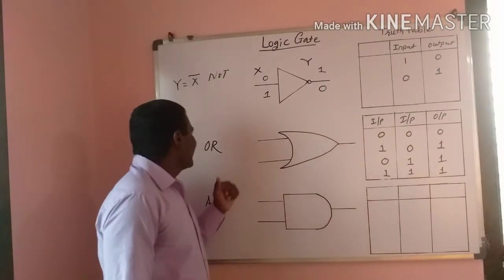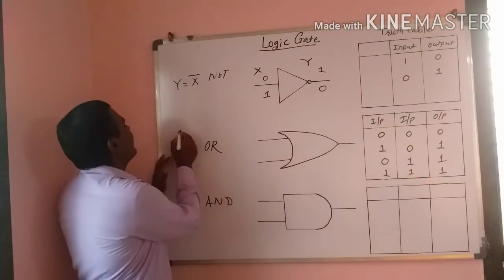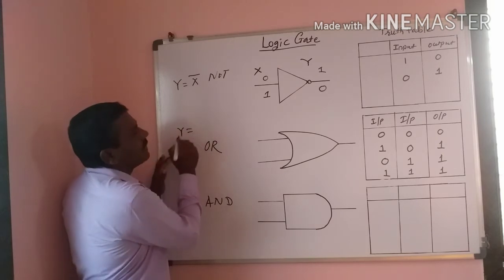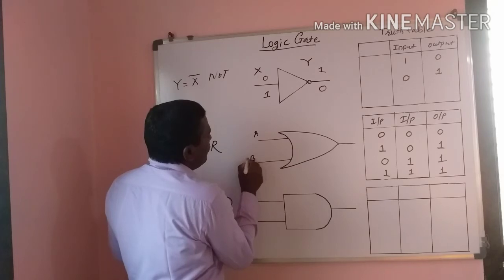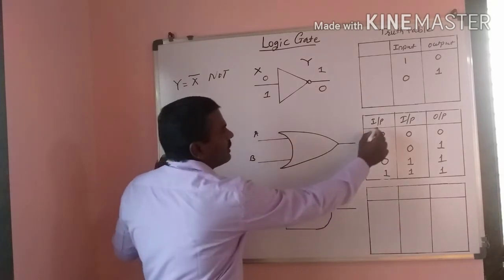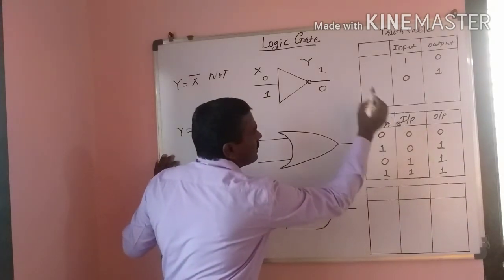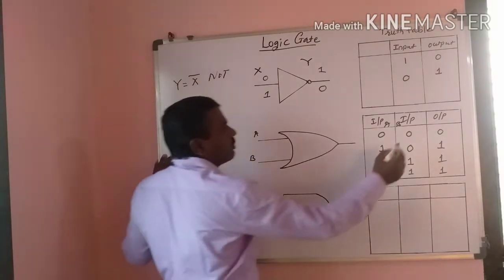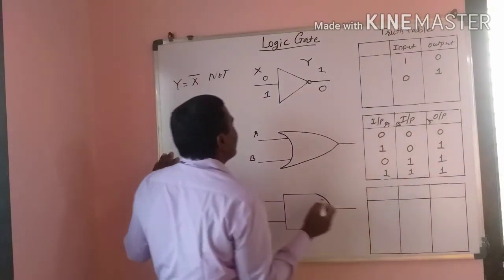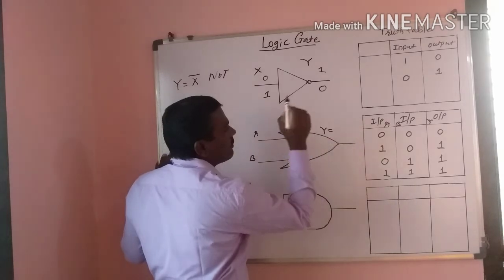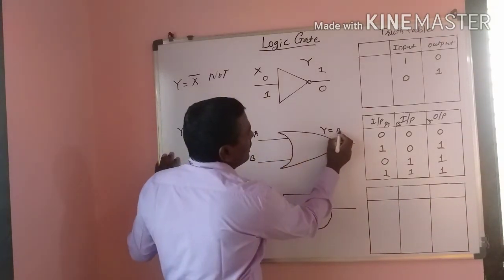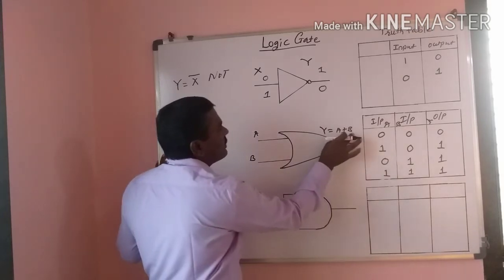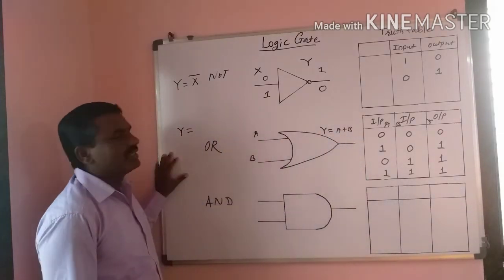The Boolean expression for the OR gate: suppose we have A input and B input, and the output is y. It is a logical addition, so we write y is equal to A plus B. This is the Boolean expression for the OR gate.